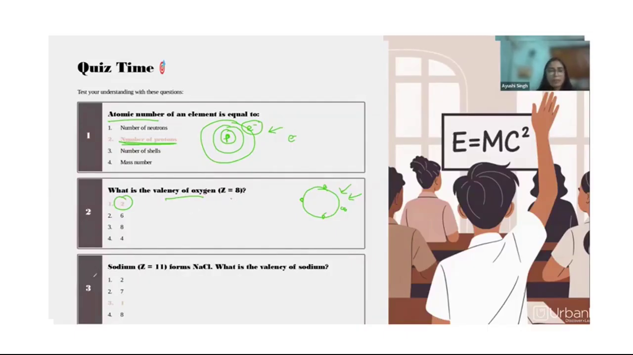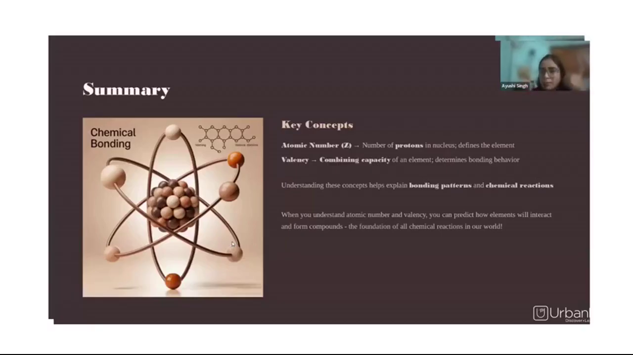Now, one more thing is there. Sodium, Z equals 11, forms NaCl. What is the valency of sodium? Again, it is 1, because in the outer shell only 1 electron is there and it is ready to give out that electron. So we have learned about atomic numbers, how the atomic number is equal to the number of protons only and not electrons. We also learned about valency, which is the combining capacity of an element, how it can combine. This is all we have learned.